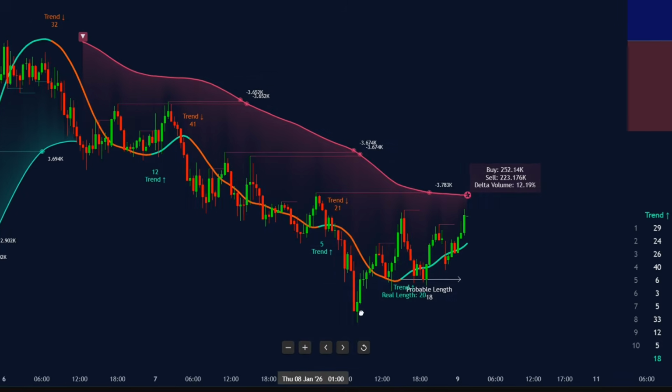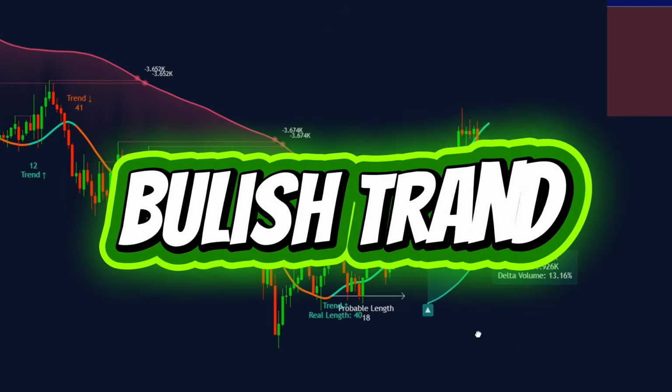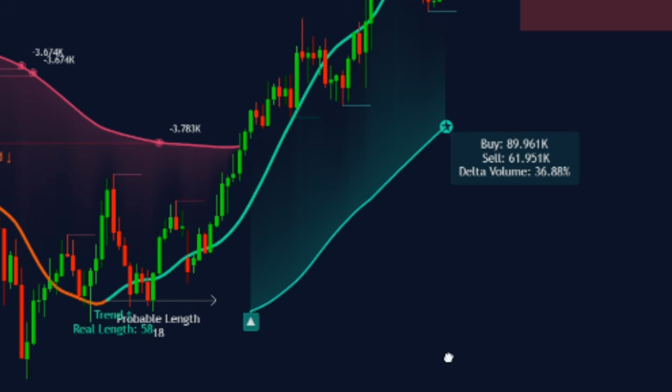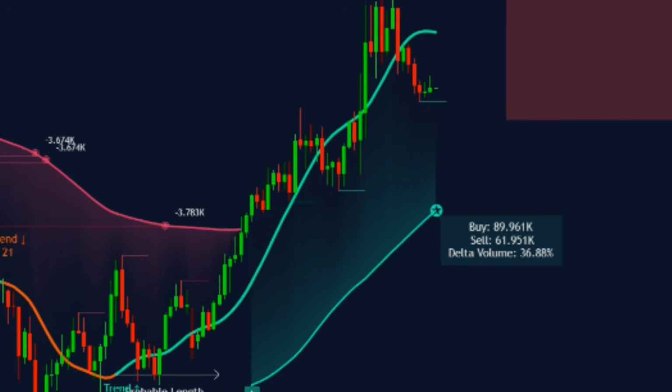Condition number 1, make sure you are in an overall bullish trend. You confirm that by looking at the VWAP trend line. It should be green and the price must be trading above it. This tells us the institutional flow is bullish.